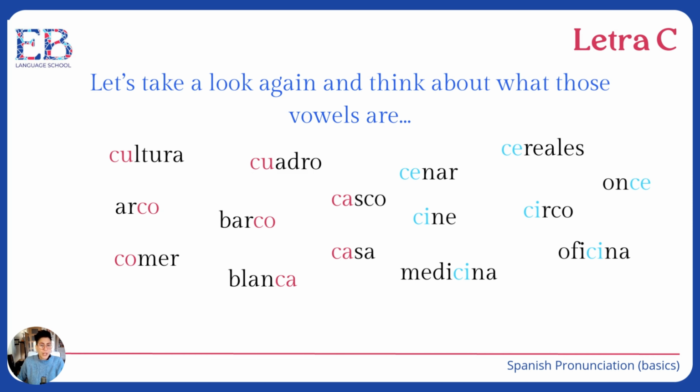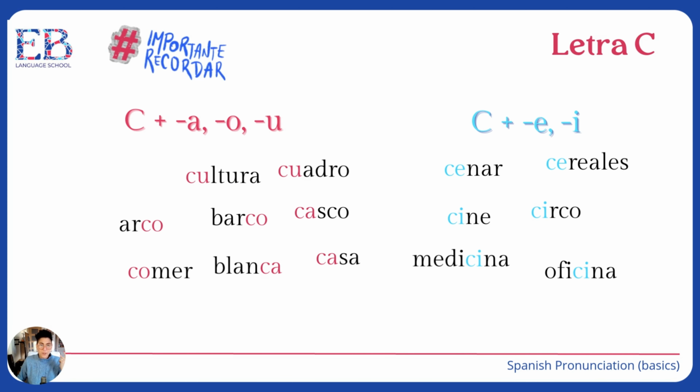But cereales, cenar, cine, medicina. So, exactly, letter E and I produce the sound th. Super. So, importante recordar. Ka, ko, ku, but the, thi. Exactly. One letter, two sounds, but we have the rule, so now we know that when we read those words, we have to pronounce them differently.